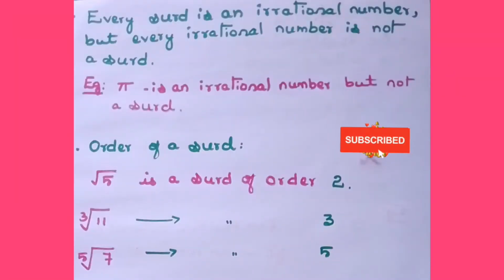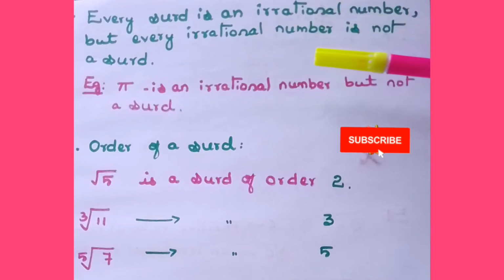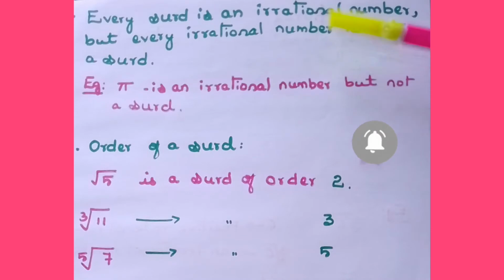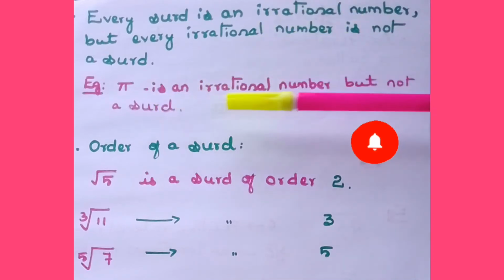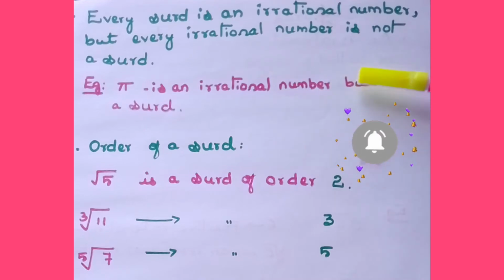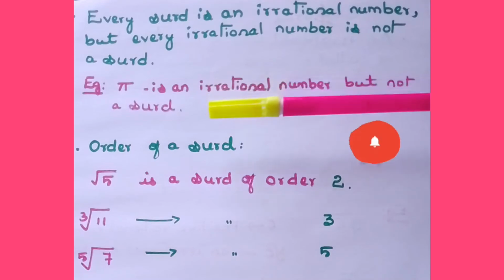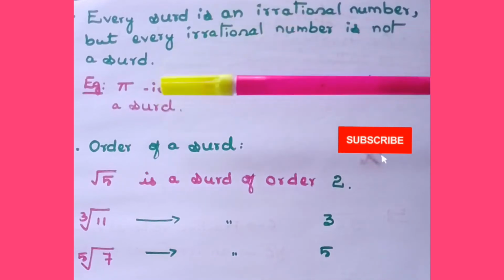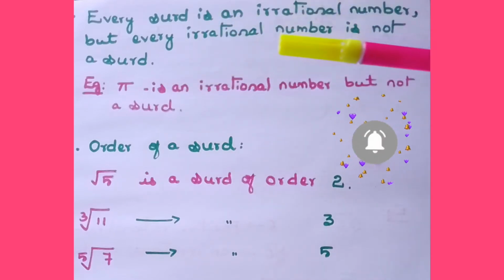As we move further to a few important points related to surds, every surd is an irrational number, right? But every irrational number is not a surd. For example, pi is an irrational number, but it is not a surd, right? When you write the value of pi, we get 22 by 7, that is a rational number, of course. So when you write just pi, it's an irrational number, but it is not a surd.